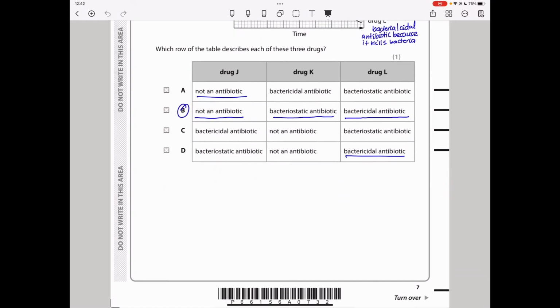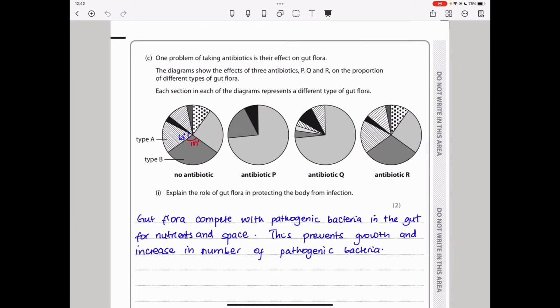So let's continue to the next part. This part here says, one problem of taking antibiotics is their effect on gut flora. Gut flora are like microorganisms that survive symbiotically in our digestive system. So in the gut, basically.